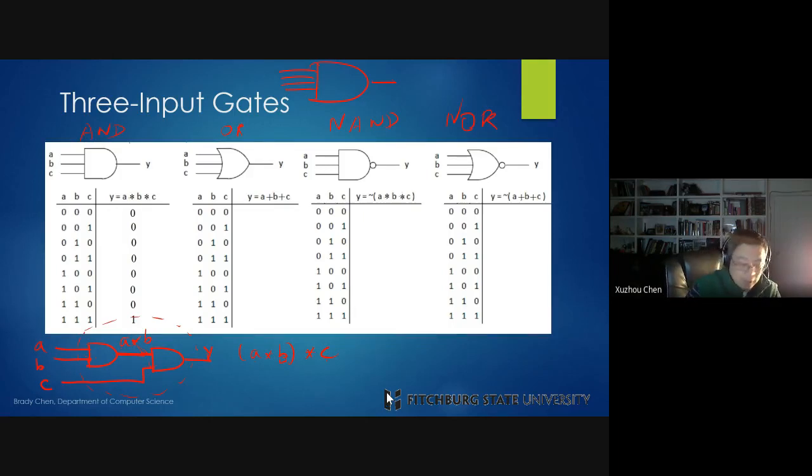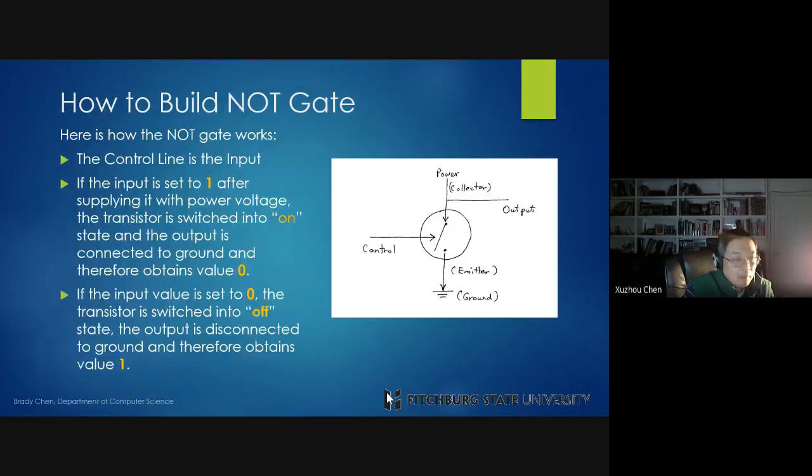Okay, let's actually work on the next one. Now, let's briefly talk about how to build a NOT gate using the transistor. You can easily build a couple of different gates using the transistor.